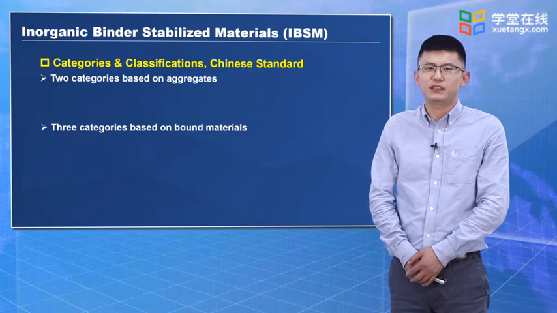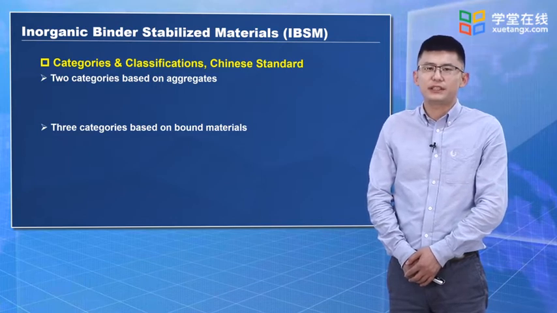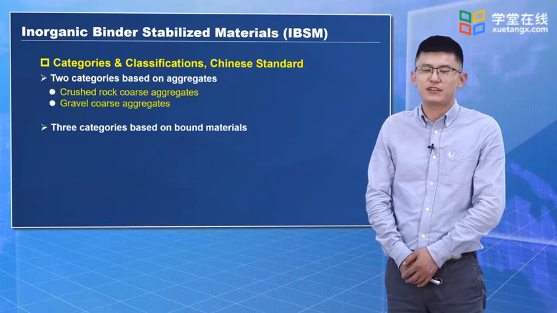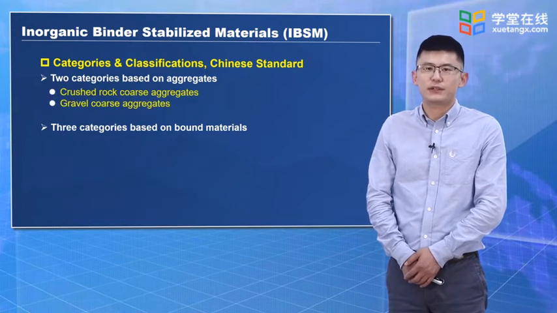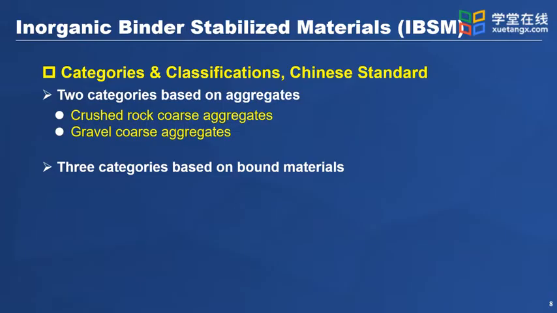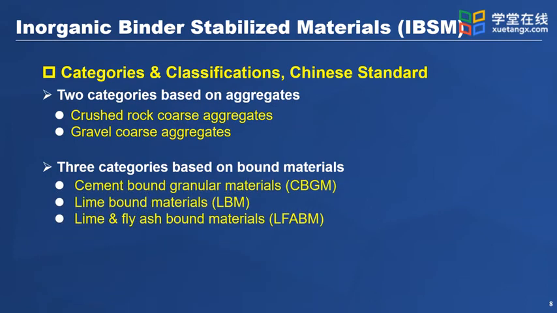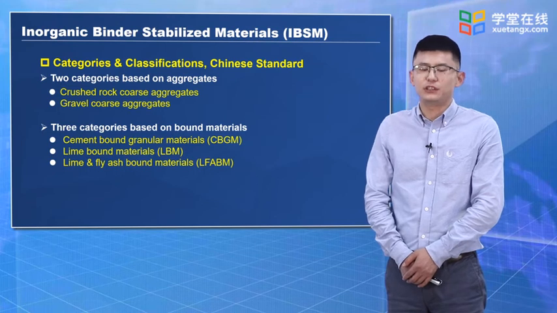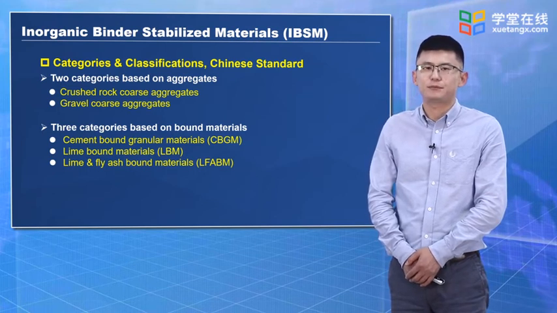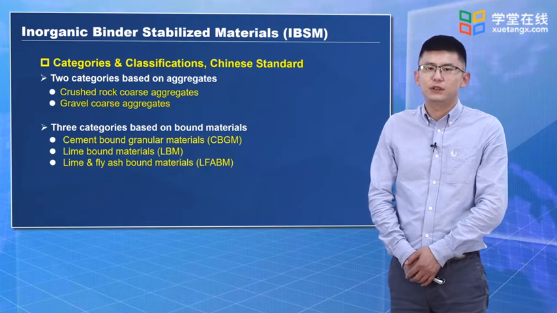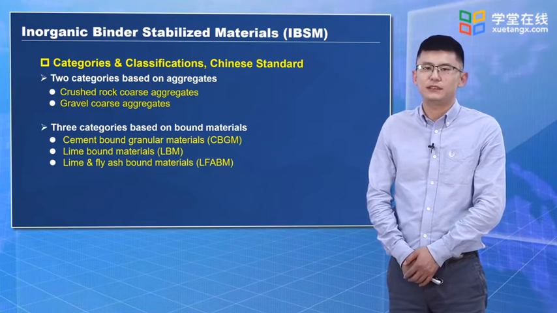So how about the Chinese standard? For the aggregates, we also have two categories. Actually, they are the same. We have the crushed rock coarse aggregates and the gravel coarse aggregates. And based on the bound materials, we are a little different. We have the cement bound, we have the lime bound, and we have the lime and the fly ash bound materials. Why do we have the lime and the fly ash bound materials? Because these two materials are widely used in China, and they are also very common in China. So we can see a slight difference between the Chinese standard and the British standard.